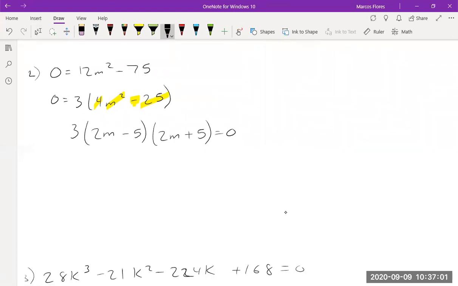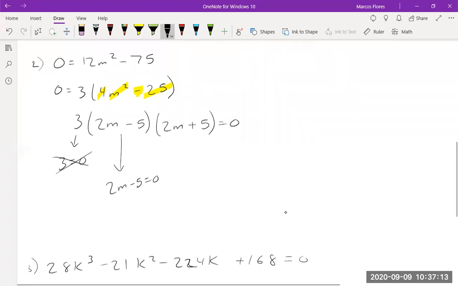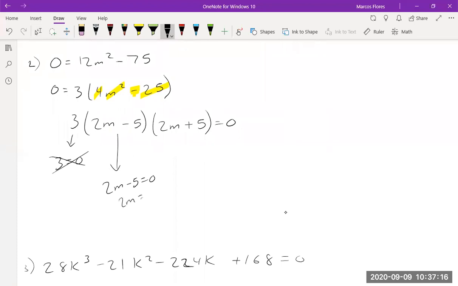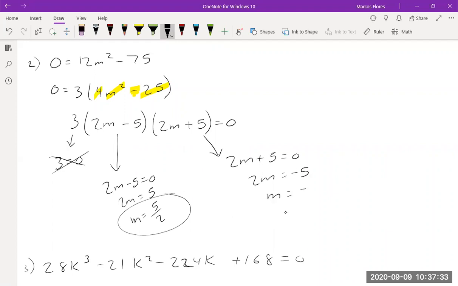If we solve, 3 doesn't equal 0, that's done there. 2m minus 5 equals 0. I don't know why I wrote it slanted. You would add the 5 and divide by 2. So 5 over 2 is one answer. Then you do this one because they are different. Subtract the 5 this time and divide by 2 to give you negative 5 over 2.